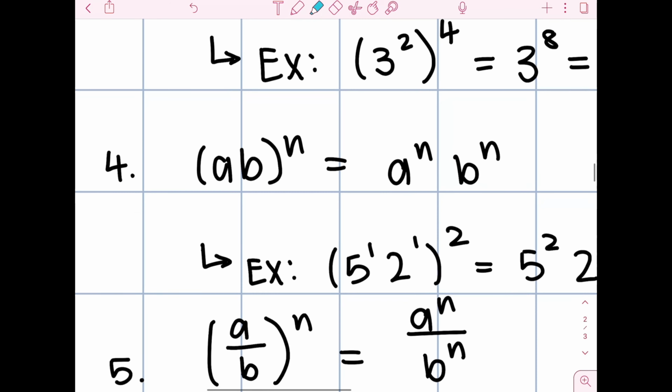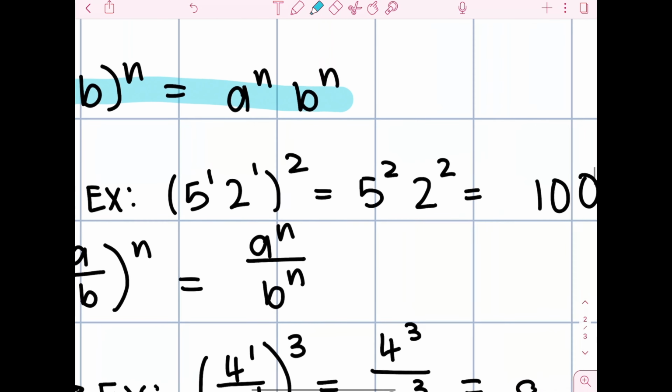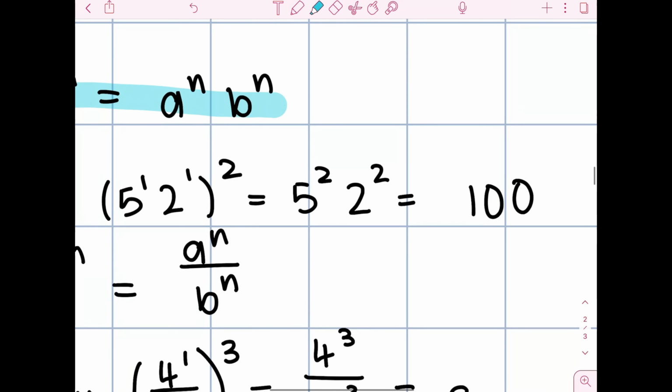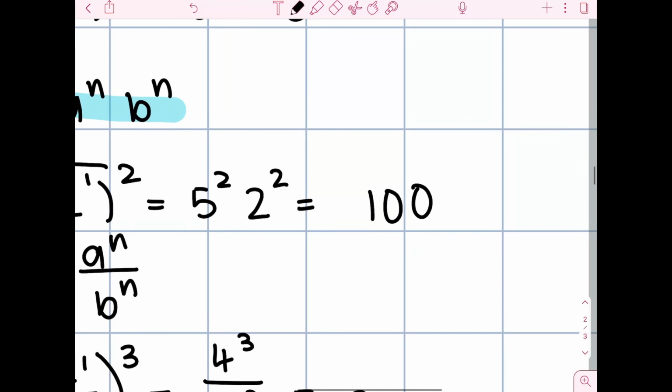Your fourth law is going to be ab to the power of n, which is equal to a to the power of n, b to the power of n. For example, if you have 5 times 2, I just did it to the power of 1 to make it easier to understand, you will get 5 to the power of 2 times 2 to the power of 2. I like to think of this law as distribution. So you're distributing the power or the exponent to each base. And then if you solve this, you get 100.